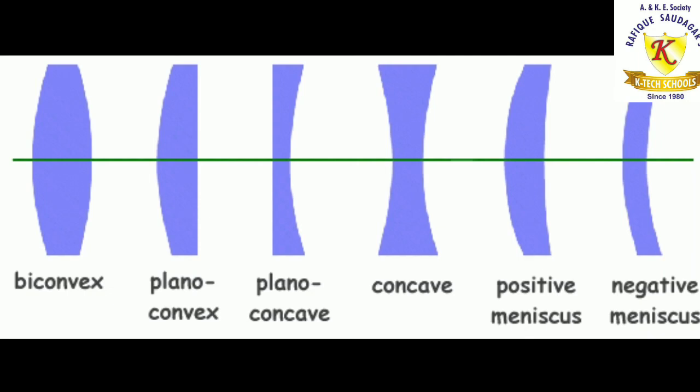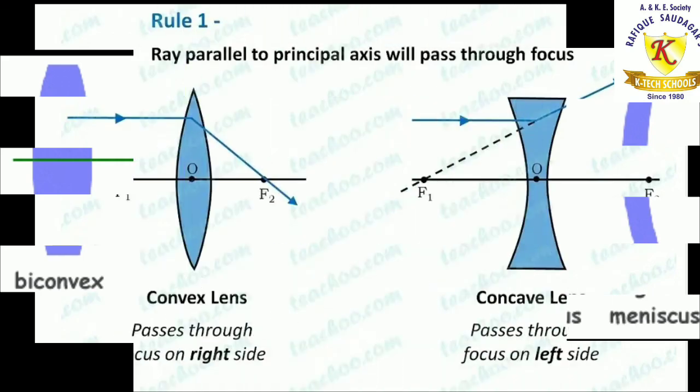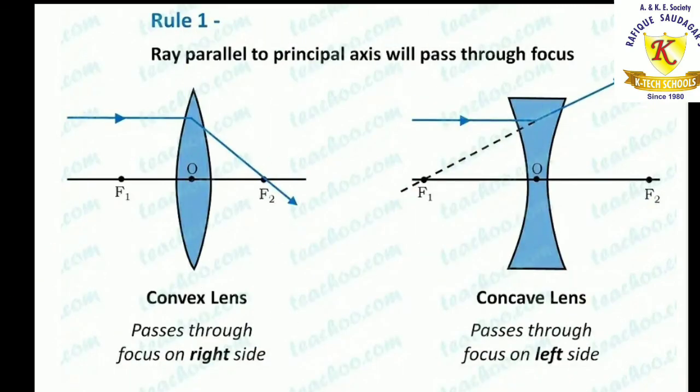Okay, children? Let's move to the next. Rule number 1. Rules for drawing the ray diagram. A ray parallel to the principal axis will pass through the focus. For a convex lens, it passes through the focus on the right side, and for a concave lens it passes through the focus on the left side. This is rule number 1.